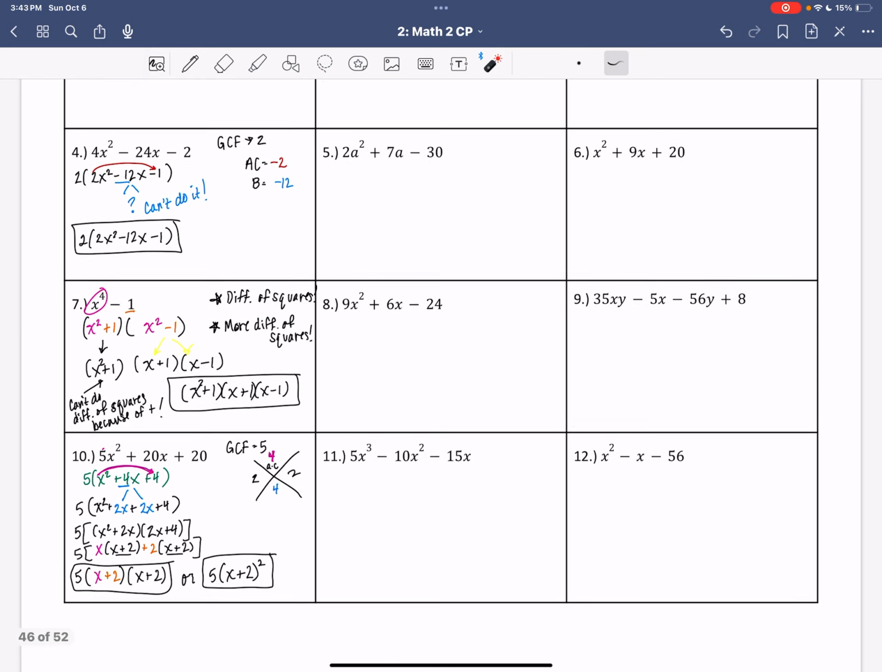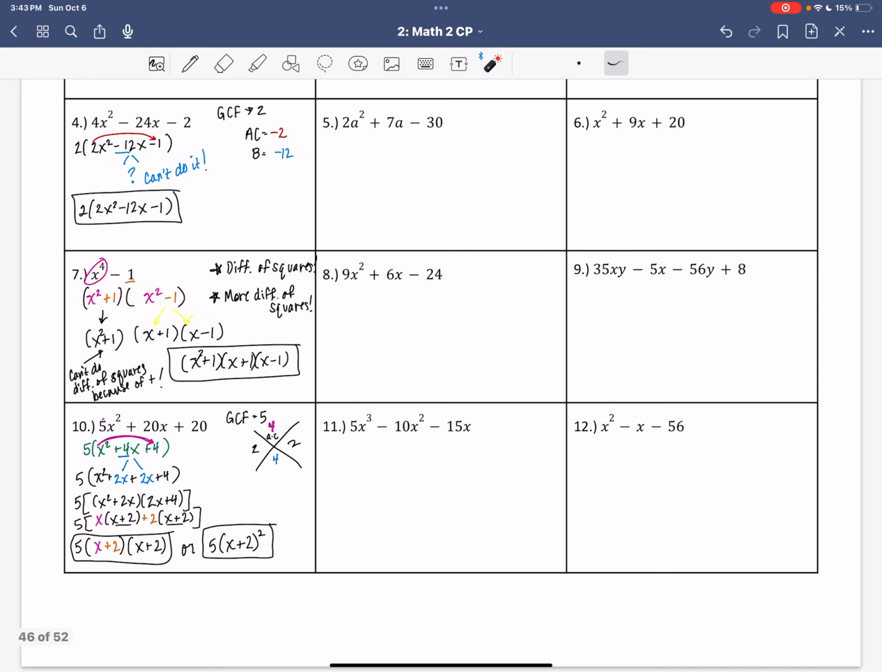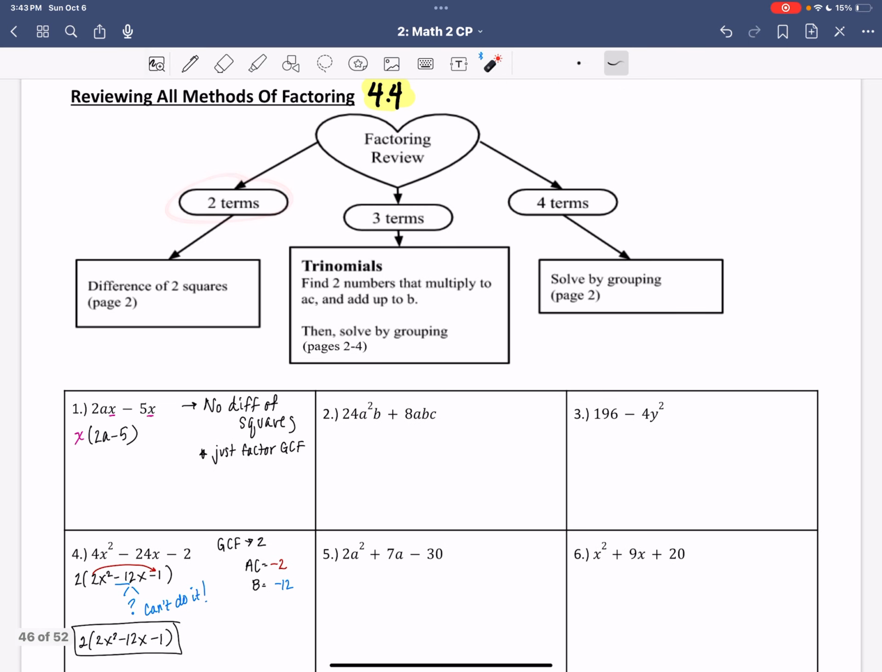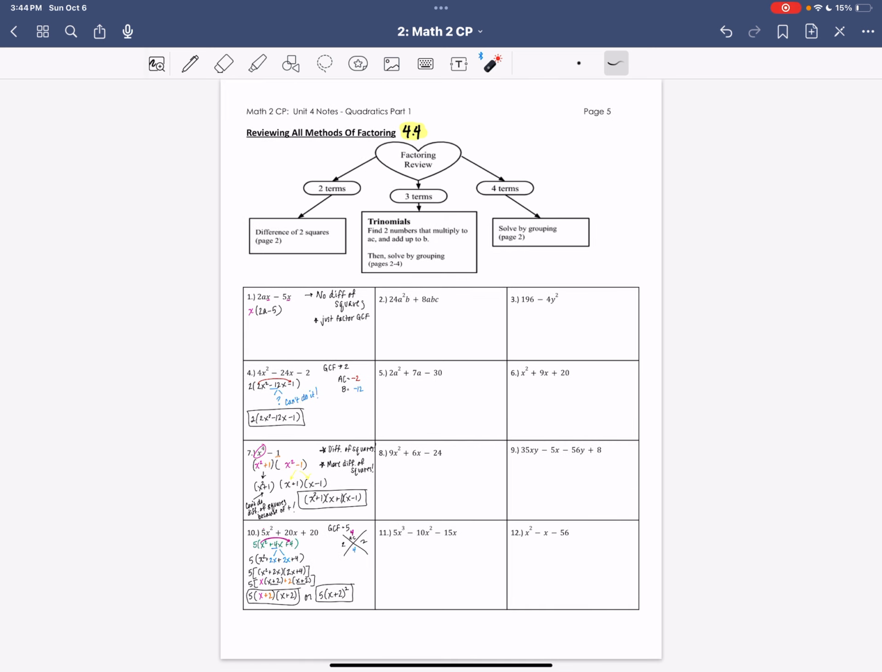And then your grouping, we kind of did the grouping within here. So remember, if it's 2 terms, look for difference in squares. Sometimes you can just factor out a greatest common factor. If it's a trinomial, you're going to do AC and B, and then group. And if it's 4 terms, you're only doing AC and B, and then group. All right, so go ahead, try those other ones, and that's how you review different methods of factoring.